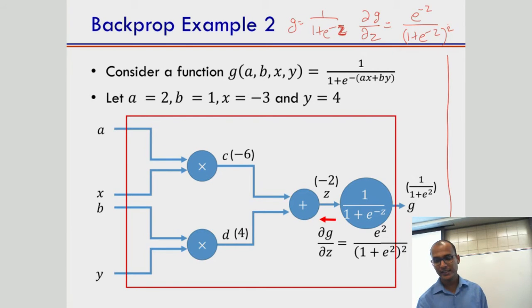Now you've got the local gradient. Now what is the gradient of z with respect to its inputs? Let's call its inputs c and d. The gradient of z with respect to c is 1, and the gradient of z with respect to d is 1, because it's an addition operation. So the local gradient of z with respect to its input is 1. You have the incoming gradient, multiply it with the local gradient, and pass it back. So the gradient passed back to the multiplication nodes is just e^2 by (1 + e^2) the whole squared.